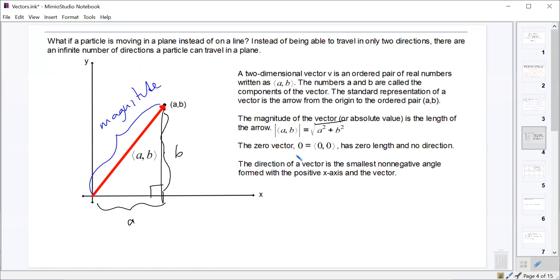There's a vector called the zero vector. The zero vector has no length and no direction, and it is written as ⟨0, 0⟩. It's just a singular point there at the origin.